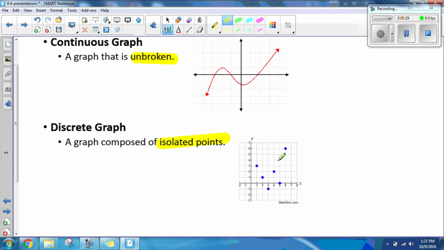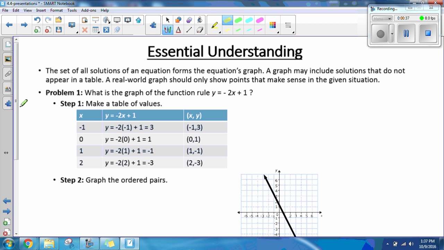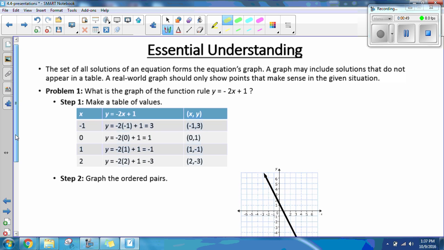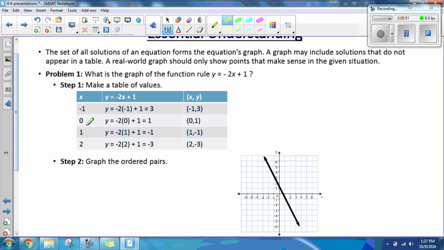Notice these points are not connected, but this is a graph that represents some data. The set of all solutions of an equation forms the equation's graph. A graph may include solutions that do not appear in a table. A real-world graph should only show points that make sense in the given situation. For example, what is the graph of the function rule y equals negative 2x plus 1?